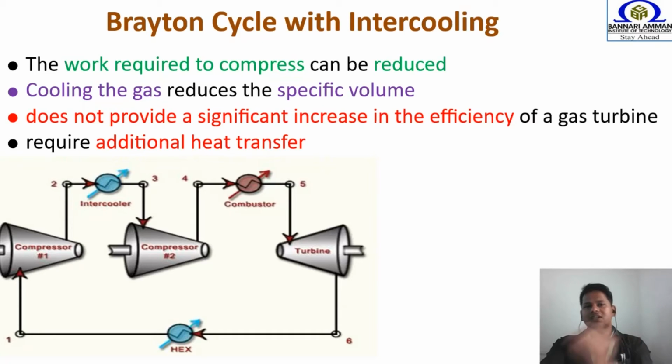To compensate for this decrease in temperature, we have to spend a little more fuel. So what happened? The overall efficiency remains the same. But the point is that instead of having a big compressor, you can go for a small compressor. Instead of a 10 kilowatt compressor, you can go for a 7.5 kilowatt compressor. That is the advantage of the Brayton cycle with intercooling.